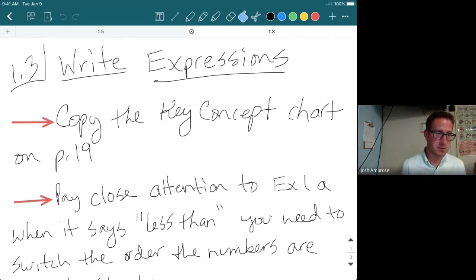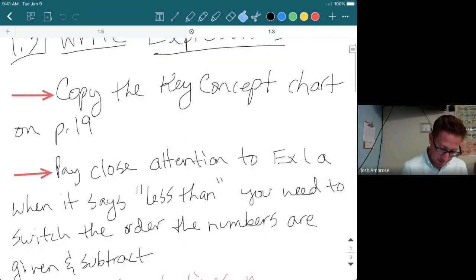You can see the first note here. Copy the key concept chart on page 19. That would be that whole key concept chart there. It's kind of got a blue color to it. So take the time to copy that down because you will be able to use charts like that on your test. We're going to talk a little bit more in our Zoom sessions about what you can and cannot use when it comes to notes on your tests. So take the time, copy that down. It's worth it, trust me.